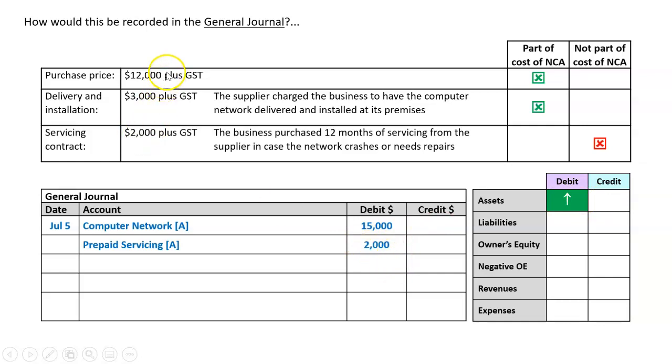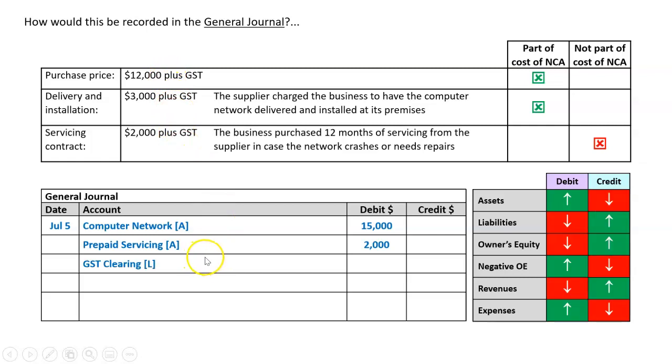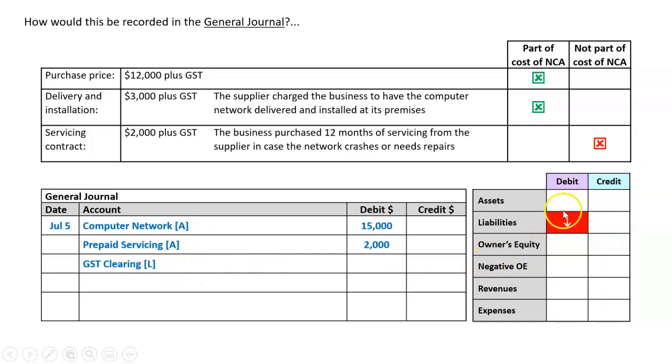We're also going to be charged GST on all this, and we learned earlier that GST is never part of the cost of the asset. It's a separate thing. When you pay GST, you are decreasing a liability, not increasing an asset. So what are we doing? We're decreasing a liability, and the rules say when a liability goes down, that should be a debit. So if you figure out 10% of all these numbers, it comes to 1,700.